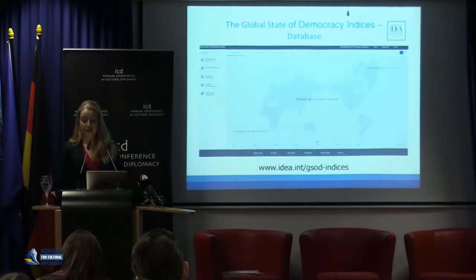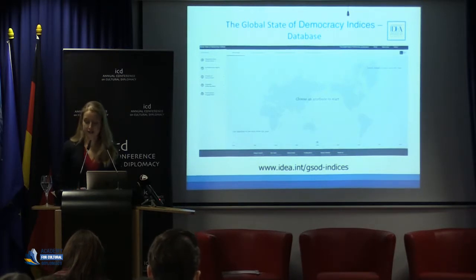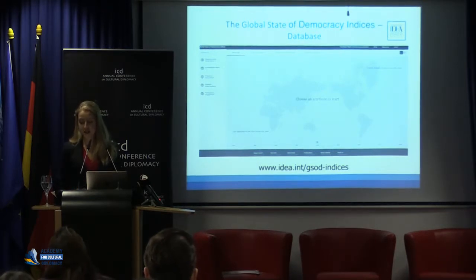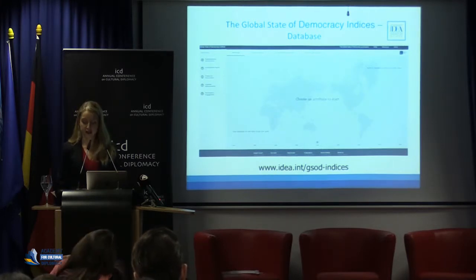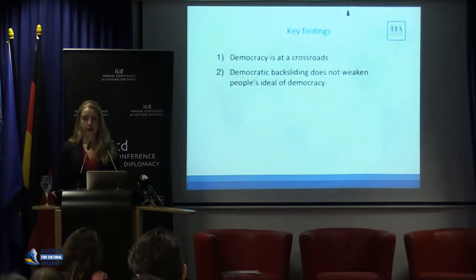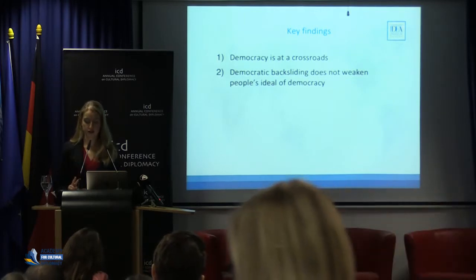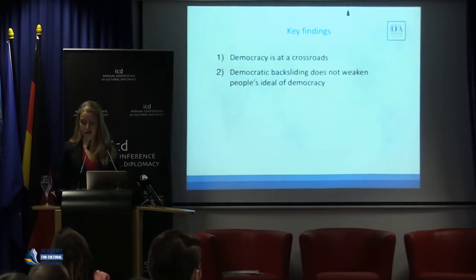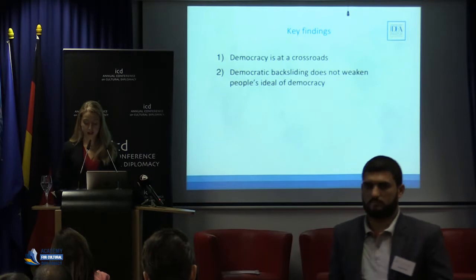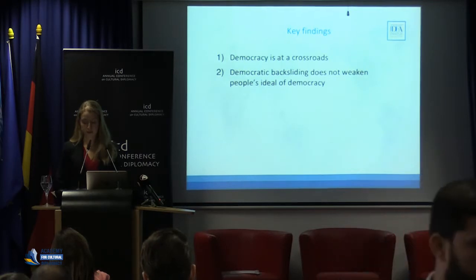Now that I briefly covered what was analyzed and which evidence base we used, let's now take a look at some of the main findings from the global state of democracy. The key findings can be condensed into 2 main messages. 1, democracy is at a crossroads. And 2, democratic backsliding does not weaken people's ideas of democracy. And I would now like to elaborate a little bit more on both of these.